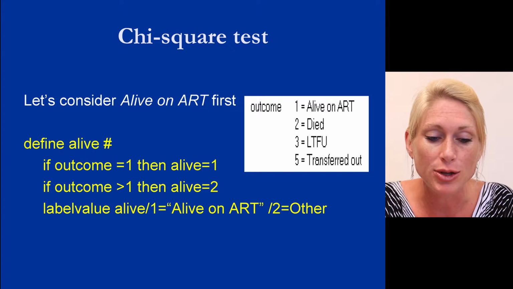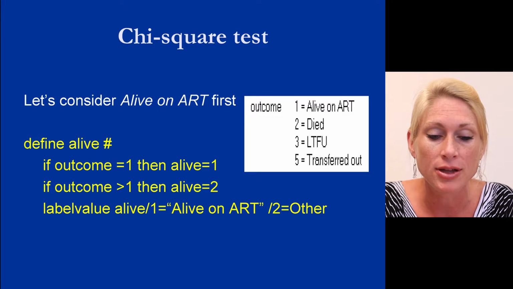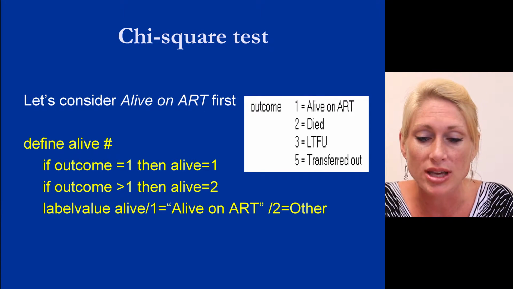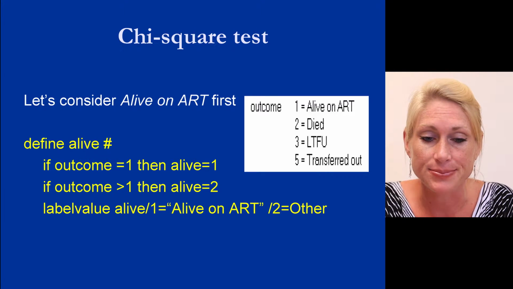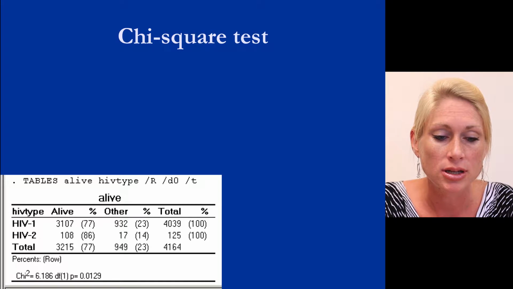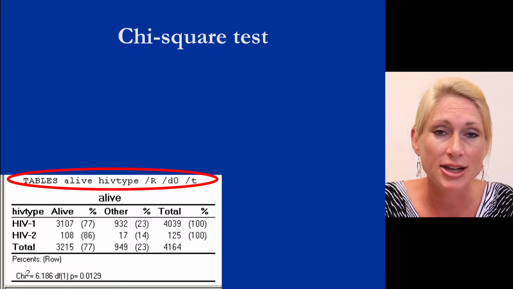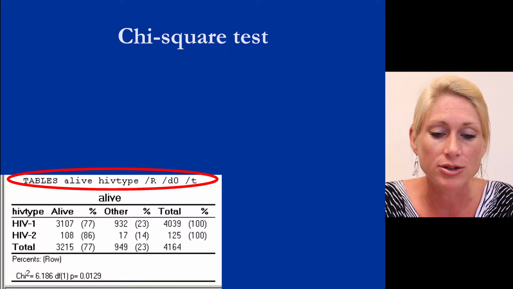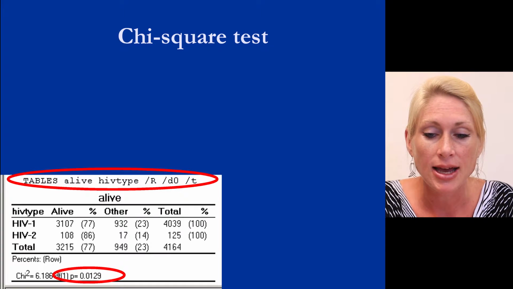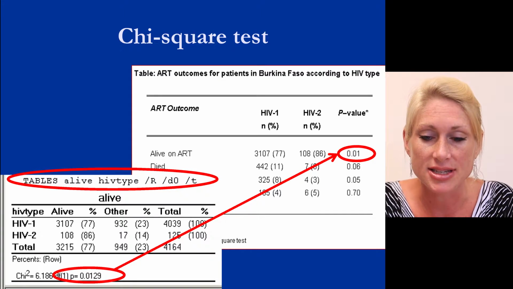Going to provide label value, so label value alive /1 equals alive on ART space /2 equals other, anybody else. And now if I tabulate my new variable alive with HIV type as such, and I do a chi-square test using the command /t, here is the resultant p-value, 0.01 rounded up. And this is the p-value that you saw in the previous table.